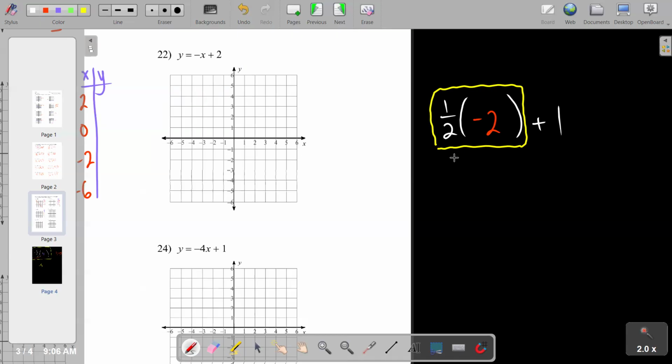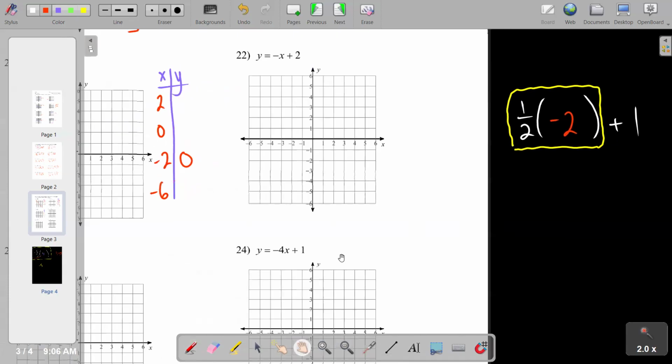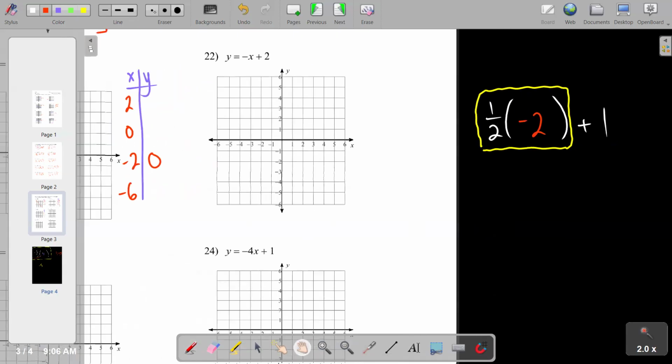What is the answer to the gold box? It is -1. And what's -1 plus one? Good. So I can go back now and put in a 0 next to -2. Okay, let's do the same thing this time, but with regular 2. What's 1/2 times 2? One, 1/2 of 2 is 1, right? And then 1 plus 1 is 2. If you put in 0, the gold box just equals 0. 0 plus 1 is 1.